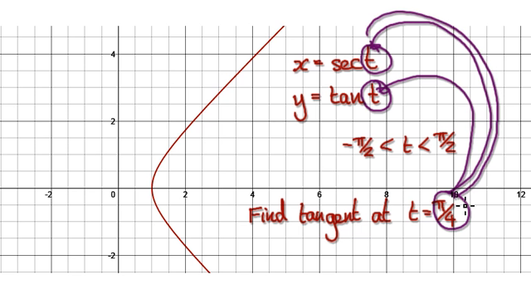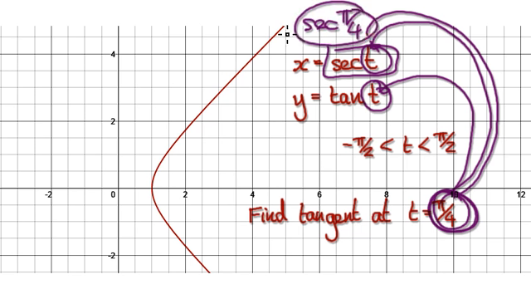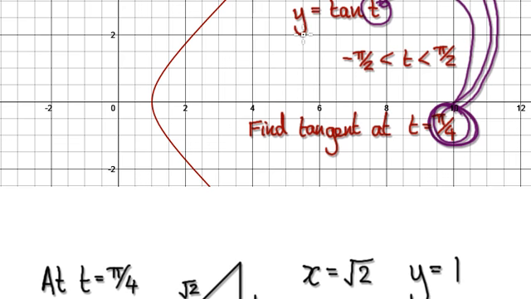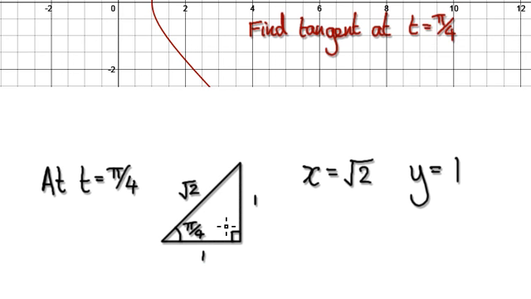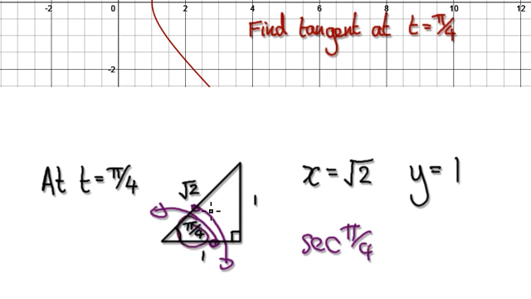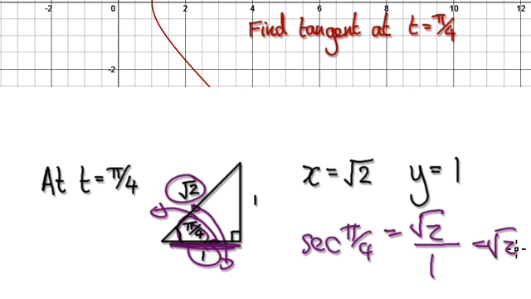The x coordinate at time pi over 4 will be secant pi over 4. But what is secant pi over 4? We've seen this triangle many times, this is the famous triangle. Remember, cos will be this, secant will be this. So secant of pi over 4, the angle here, will be root 2 over the adjacent, which is 1. So it will be root 2. So the x coordinate will be root 2.